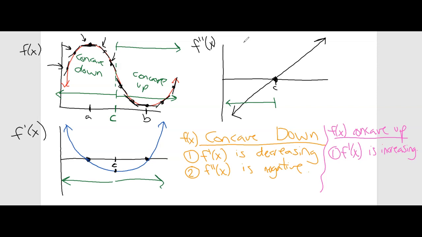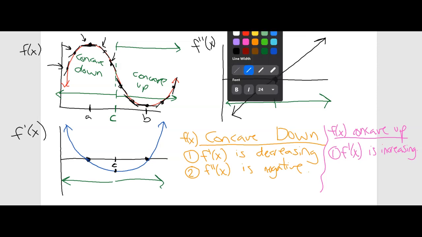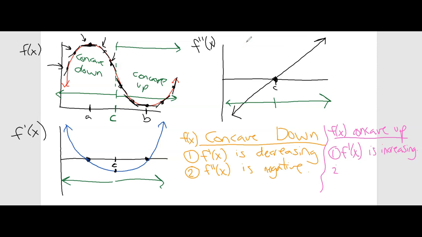Notice again that it could be positive or negative. The key is that it is increasing. If we look at f double prime, we notice that it is increasing, but more importantly, it is always positive. So f double prime will always be positive when our original function is concave up.